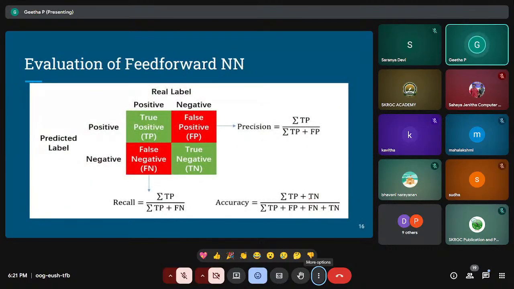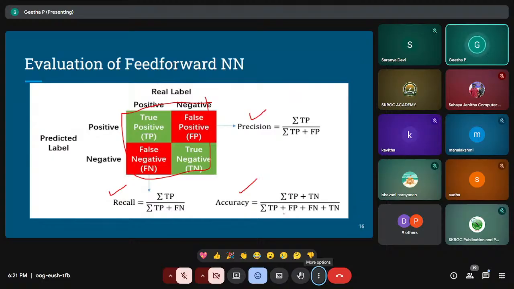And finally, we can evaluate our new feed forward neural network. The evaluation parameters are accuracy, precision, recall, and F1 score. And finally, we have a confusion matrix. It has TP, true positive, FP, false positive, false negative, and true negative.